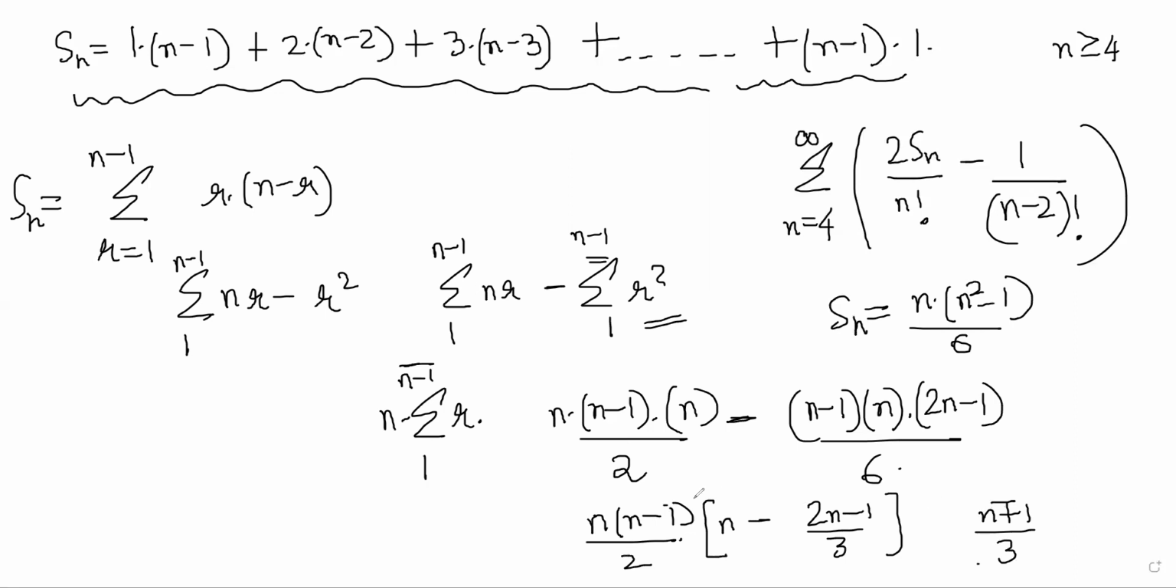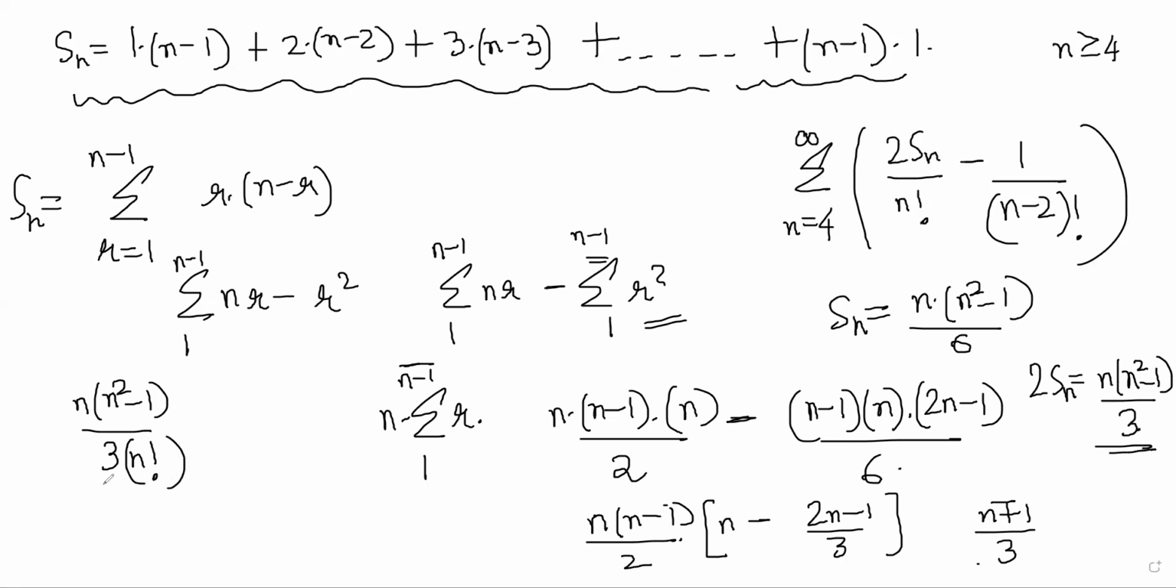So 2Sn is basically what? 2Sn is n into n square minus 1 by 3. After that, you have to calculate it. n into n square minus 1 by 3 n factorial. 3 is separate and n factorial is separate. Minus 1 by n minus 2 factorial. n factorial you can cancel, it becomes n minus 1 factorial. Again, n plus 1, n minus 1 you can cancel. It becomes n minus 2 factorial, right?